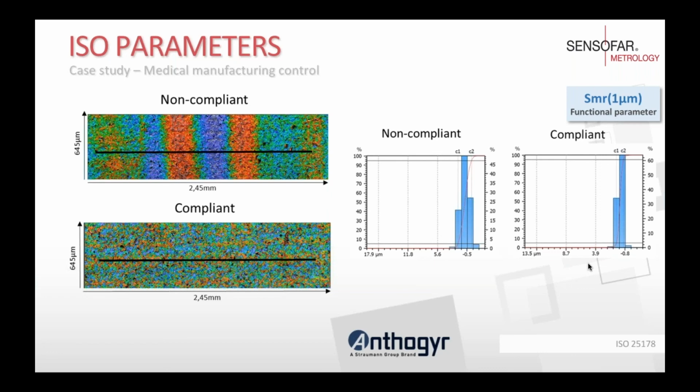functional parameter. So how this parameter works is the following. We are going to know how much material is going to be above 1 micron, which is the percentage of material above 1 micron. With that, they established their cut tolerances, and they were able to just image, then calculate this parameter, and they would know which parts would be compliant and which ones would be non-compliant.